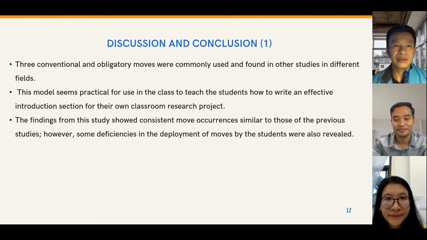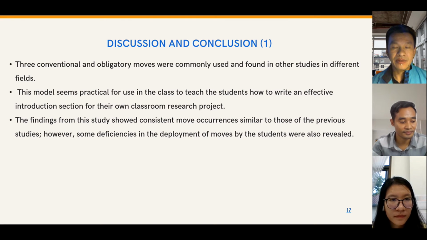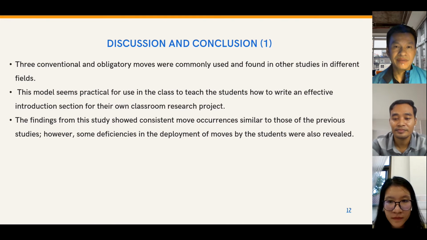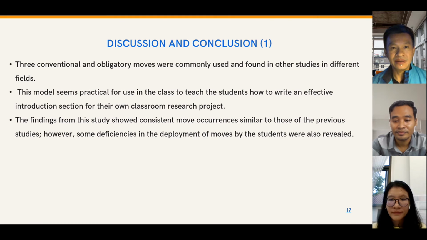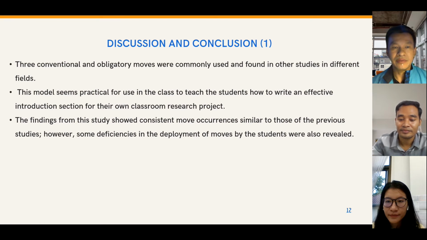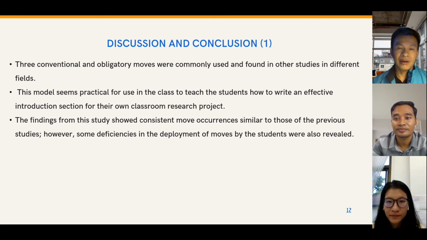So, the discussion and conclusion part. In this research, we have three research objectives. The first research objective is to investigate the move occurrence. The second objective is to identify the errors. And research objective 3 is to give a plausible explanation about the relationship between the occurrence of the moves and the errors found in the realization and composition of each of the moves.